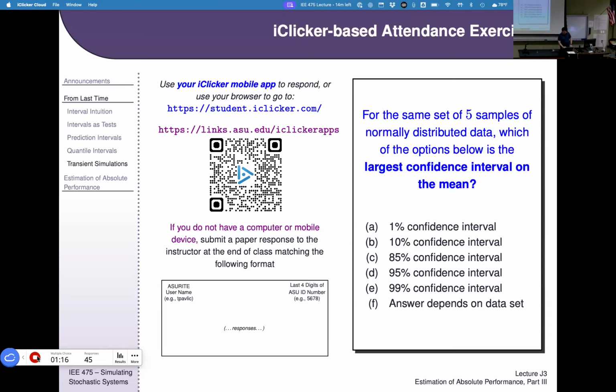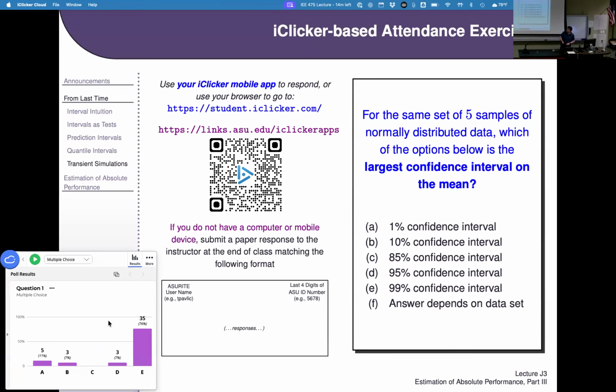All right, so I'm going to go ahead and hit stop. Results for that one look like most people chose the 99% confidence interval. The idea here is, how do you gain confidence? You include more possibilities. So that's right, the largest confidence interval here is the one that has the largest confidence. A 0% confidence interval is a point, and a 100% confidence interval is the entire real line. So that's how you get that.